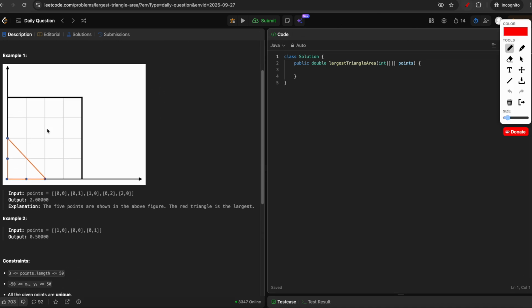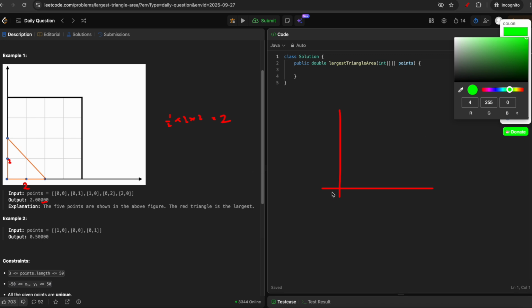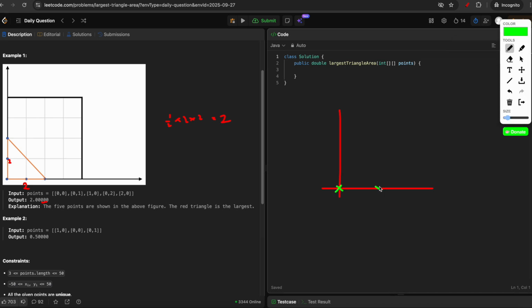So if you see the first example, we have this triangle, and the base is 2 and the height is 2, so the area would be half into 2 into 2, which is 2. And for the second example, if we just plot it, points are at 0 0, 1 0, and 0 1. So in this triangle we can see that base is 1, height is 1, and the area would be half into 1 into 1, which is 0.5.